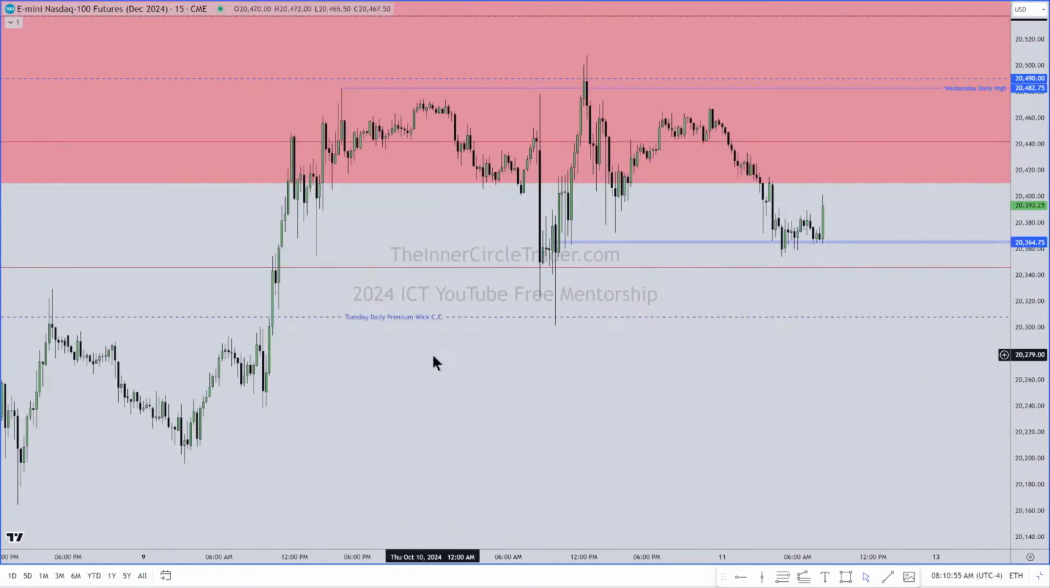All right, so this is a 15-minute time frame. Right away you can see the Tuesday daily premium wick consequent encroachment level. I know it's a mouthful. You can see it trading down into that. And what else is in close proximity to that level at the time that price trades down to it?